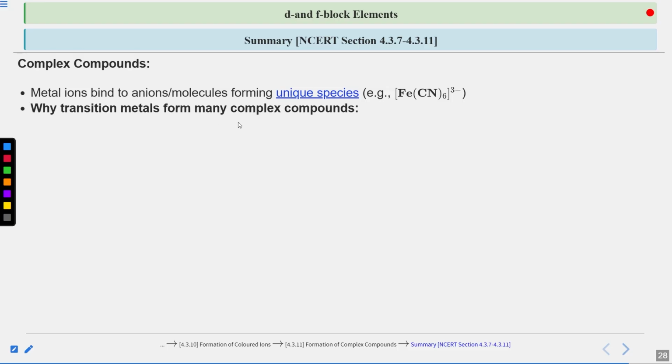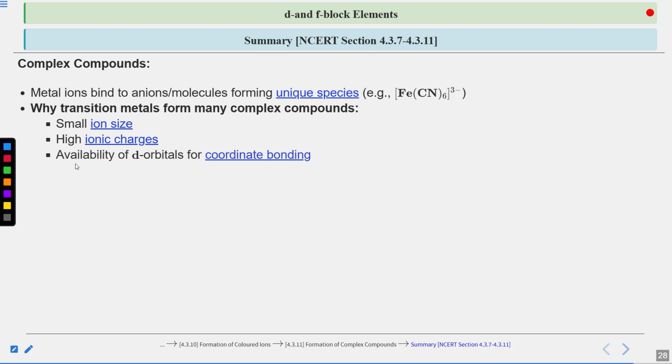Now, why do transition metals form many complex compounds? The answer is the small ionic size of the transition metals, their high ionic charges, that is +2, +3, and the availability of d orbitals for coordinate bonding.